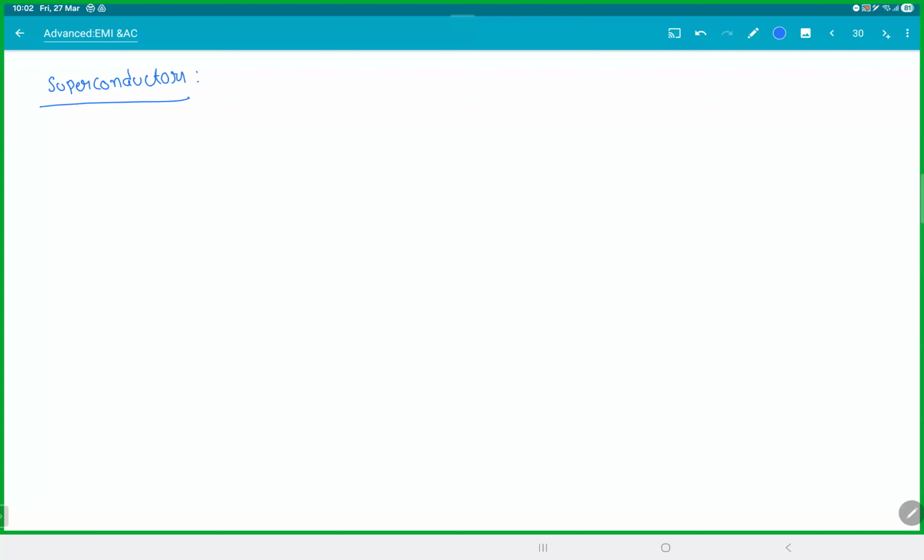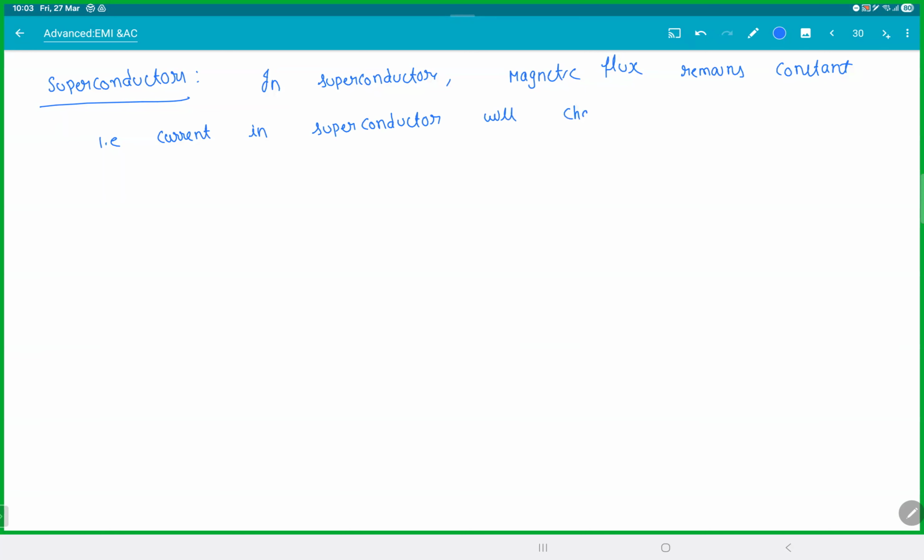No matter what you do, the flux remains constant. In superconductors, the magnetic flux remains constant. Means if you create the flux initially, after that, no matter what you do, the flux will remain constant. If you introduce some resistance and all that stuff, that's a different story though. So the current in the superconductors will change to keep the flux constant.